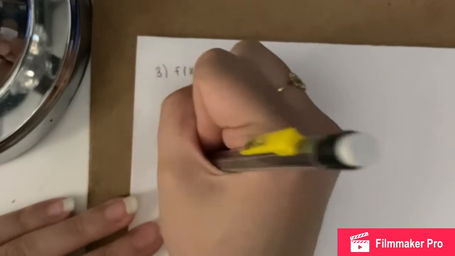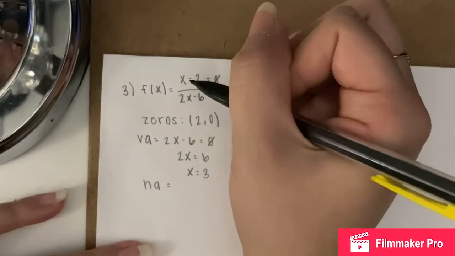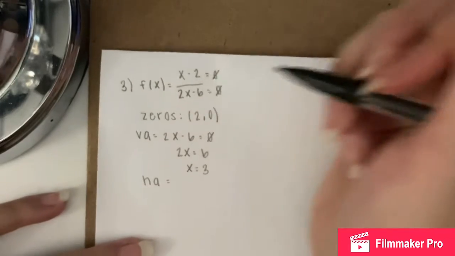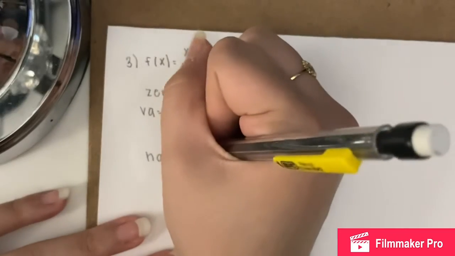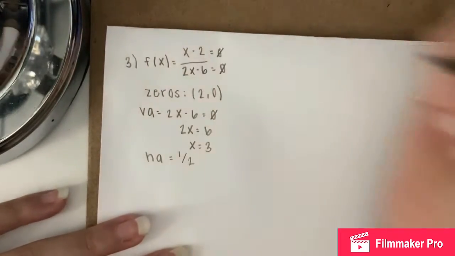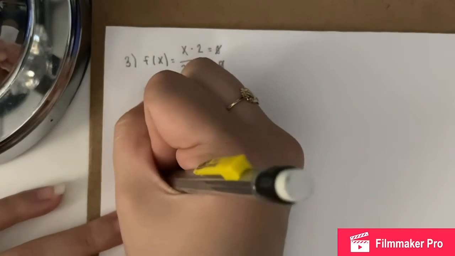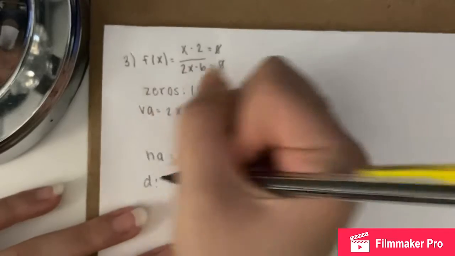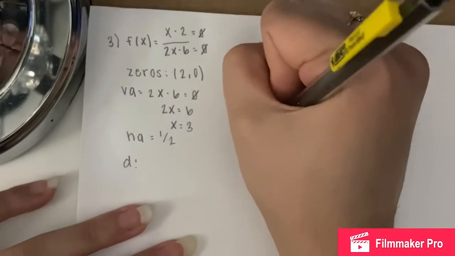And now for a horizontal asymptote, we can see that the numerator and the denominator both have equal degrees. So that means it's going to be 1/2, because you want to take whatever the leading coefficients were. And now to find our domain, we need to do a quick sketch of what the graph would look like.